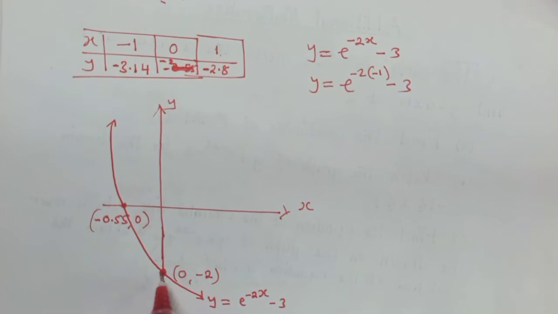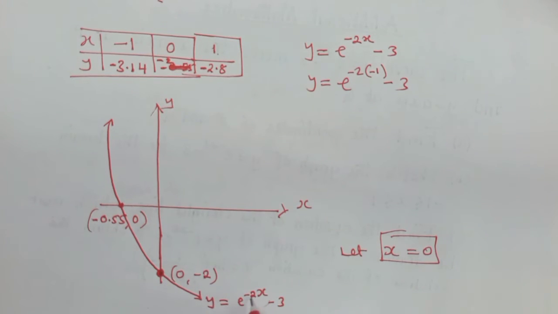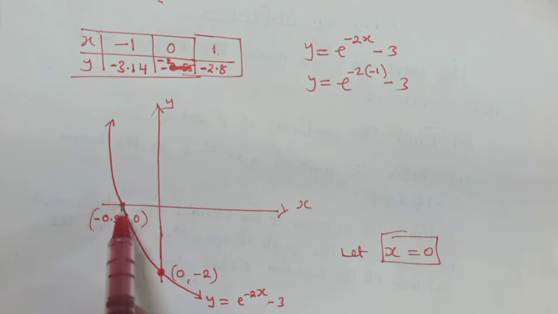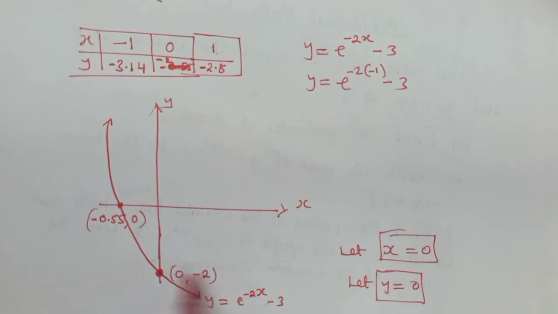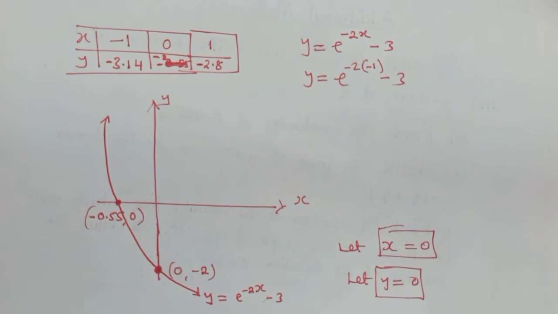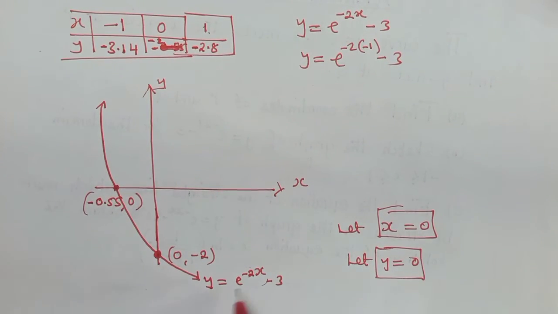So how do you find the y-intercept? You just let x be equal to 0 and put this on the curve here, and when you solve, you find your y-intercept. For the x-intercept, you let y be equal to 0, put the 0 here and solve. It will give you this answer, which is negative 0.55.